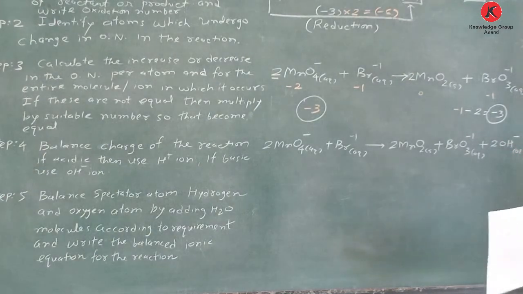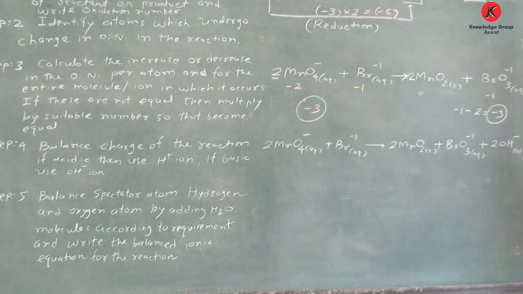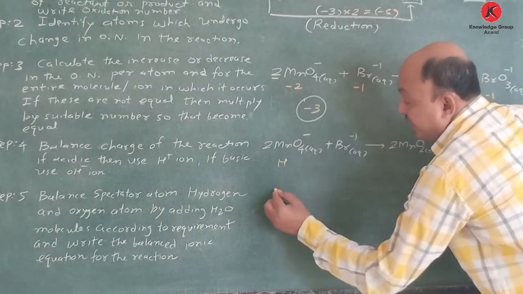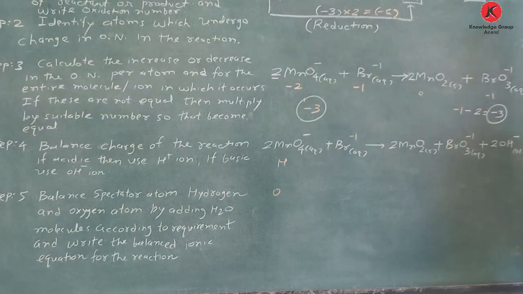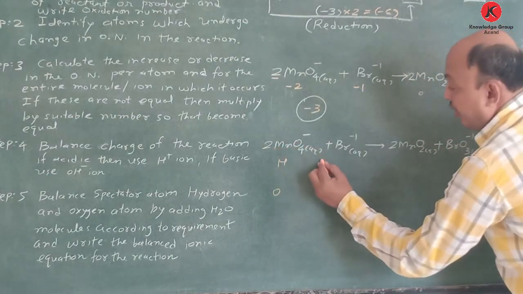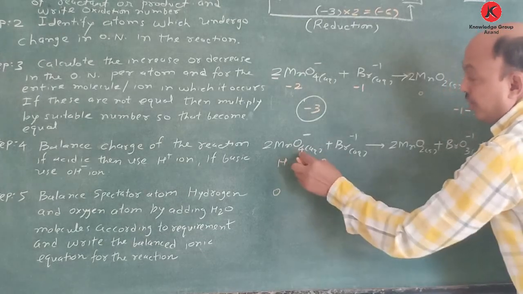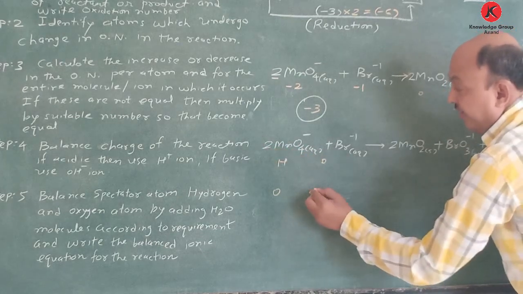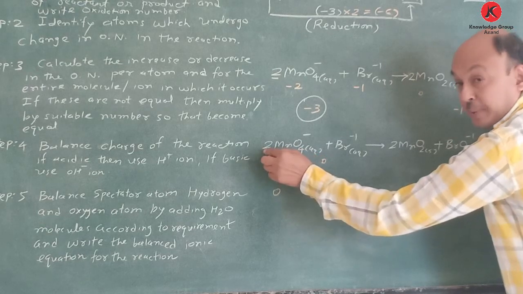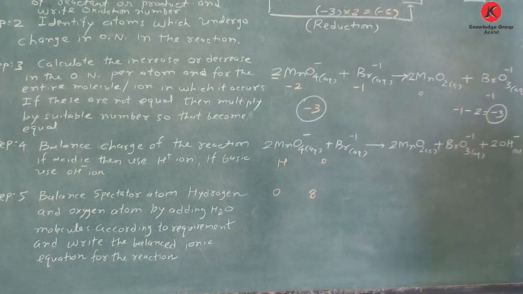So charge is also balanced. Now we balance hydrogen and oxygen atoms, which are considered spectator atoms. Hydrogen here: is there any hydrogen? No hydrogen, write down 0. Oxygen: 4 to the 8. You see 4 oxygen is there, but it's multiplied with 2. So 4 to the 8.